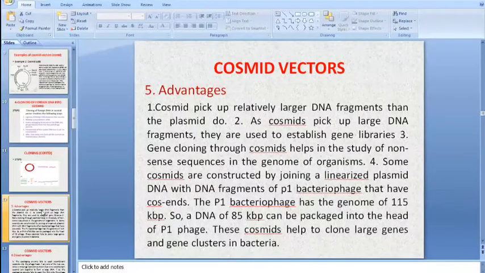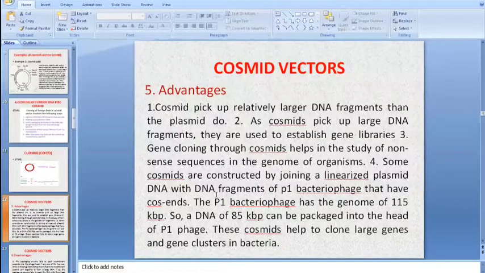Another advantage is that some plasmids are constructed by joining a linearized plasmid DNA with DNA fragments of P1 bacteriophage. This is another bacteriophage, or virus, which has the cos sites. So they are used by joining the linearized plasmid DNA with the DNA fragments of that particular vector. Like that, there are so many advantages.